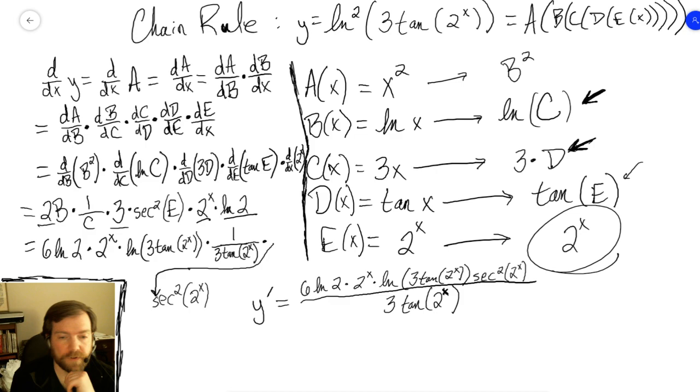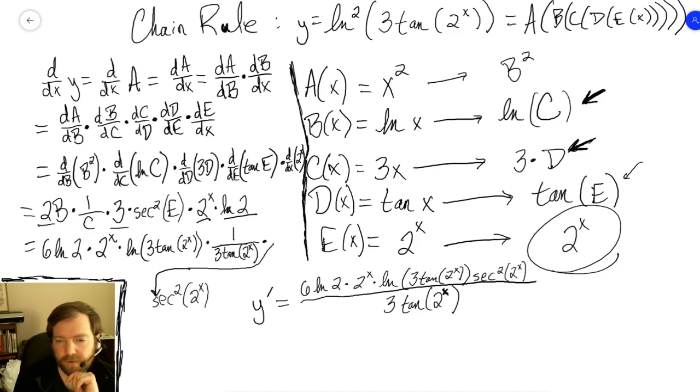Okay, so this is what we've got. You could potentially, kind of gross here, but you could combine natural log terms. So you have multiplication between two natural logs. That's going to become the 6 natural log 2 could become the exponent of the 3 tangent of 2 to the x. I don't know why you'd want to do that, but you could.